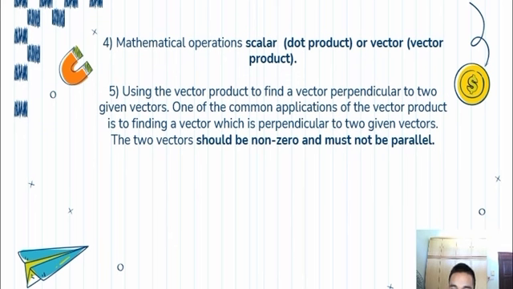Mathematical operation, scalar or vector. Number 5. Using the vector product to find a vector perpendicular to two given vectors. One of the common applications of the vector product is to find a vector which is perpendicular to two given vectors. The two vectors should be non-zero and must not be parallel.